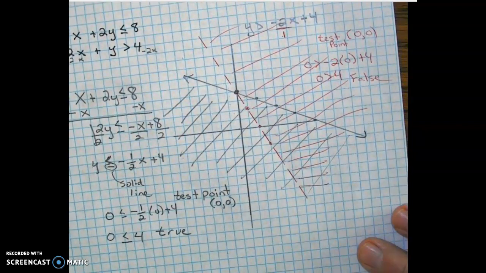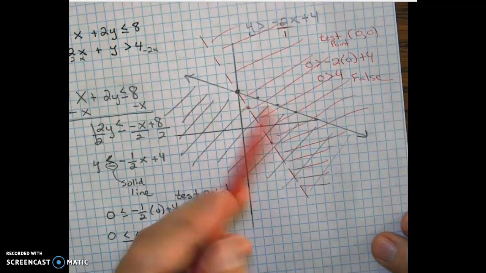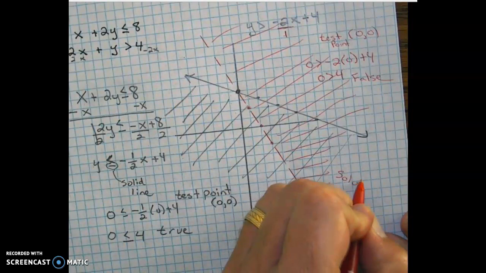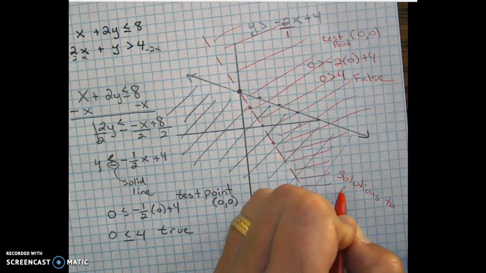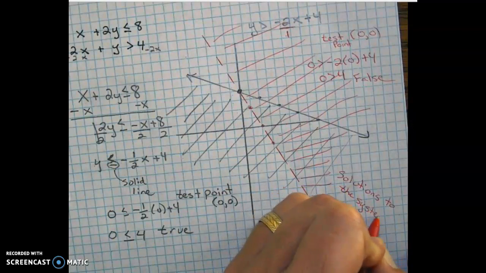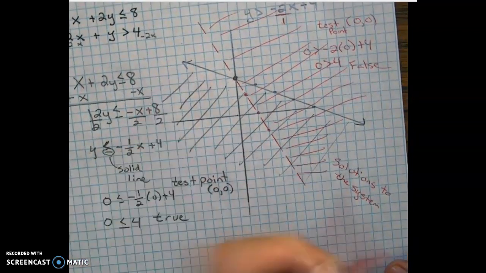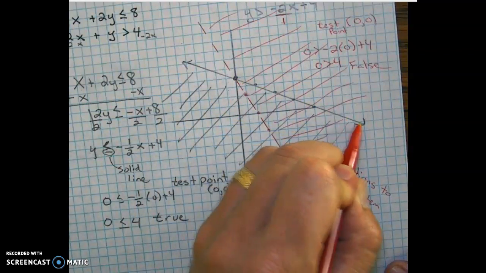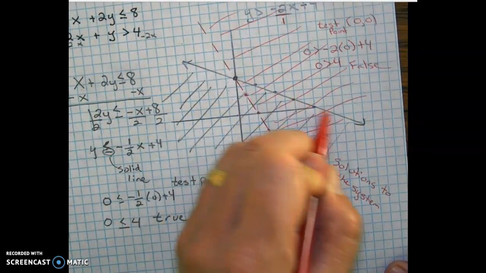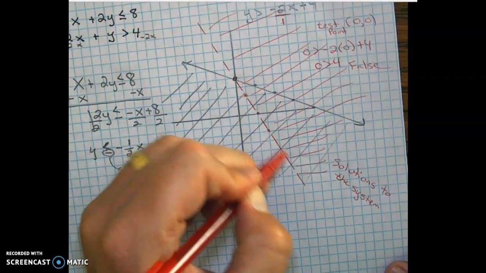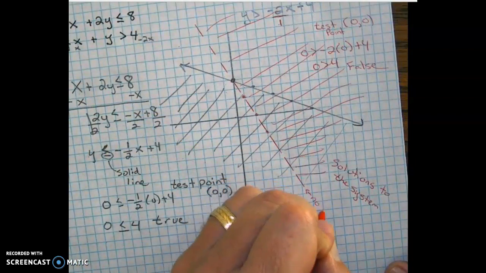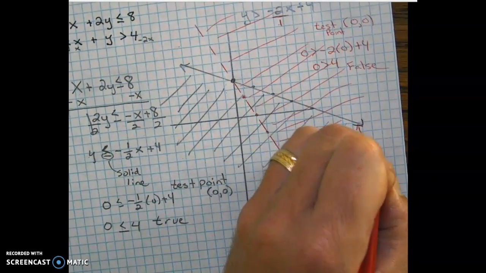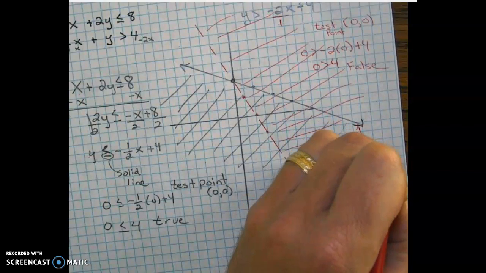Okay. So now, where is the solution? It's going to be where they overlap. So all the points in here are solutions to this system. And keep in mind that if the border is solid, then solutions are located on the border as well. If the border is dashed, there are no solutions. So no solutions on the border that's dashed, but we do have solutions on the border that's solid.